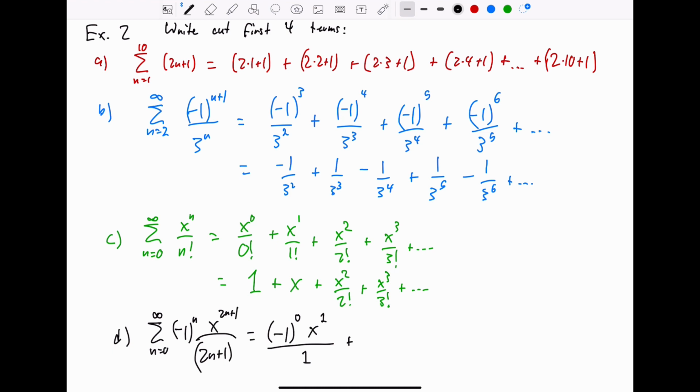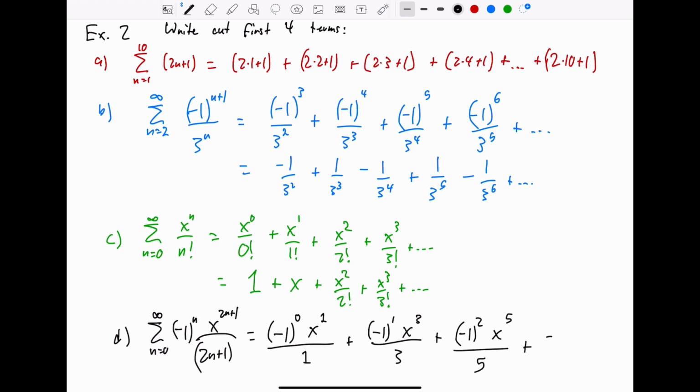There's my first term. My second term, now I use n equals 1, so -1 to the first, x to the 2 times 1 plus 1 is x cubed, divided by 2 times 1 plus 1, that's 3. Notice that the exponent here will be the same as the denominator. My next term is when n equals 2. If n equals 2, I have -1 squared, x to the 2 times 2 is 4 plus 1, 5, divided by 5.